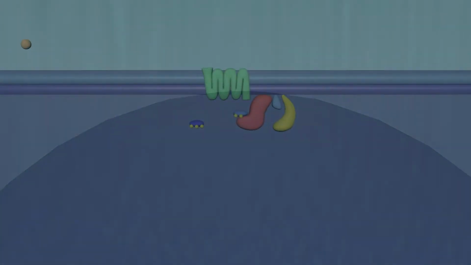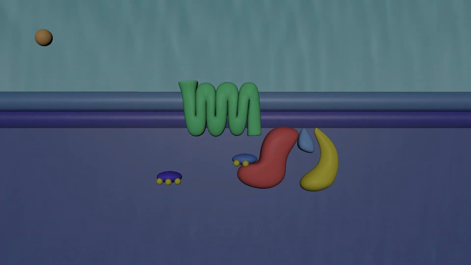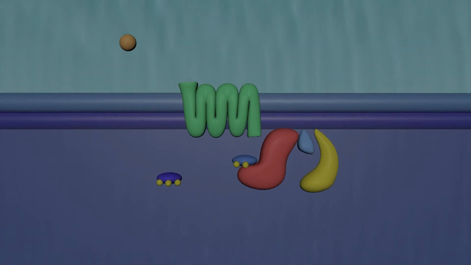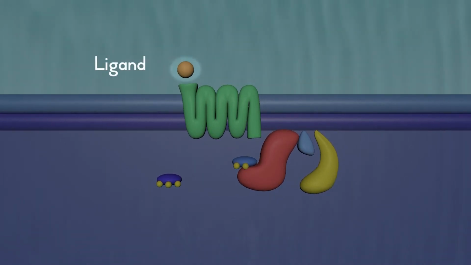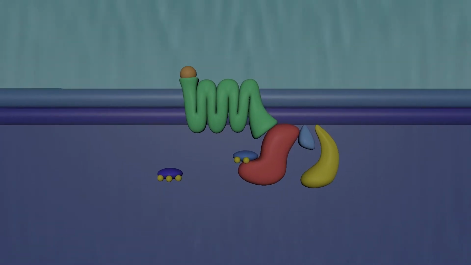We begin with the G-protein coupled receptor, or GPCR, which has 7 transmembrane domains. An extracellular signaling molecule, or ligand, binds to the GPCR, activating it and causing a conformational change that sends a signal to the trimeric G protein.